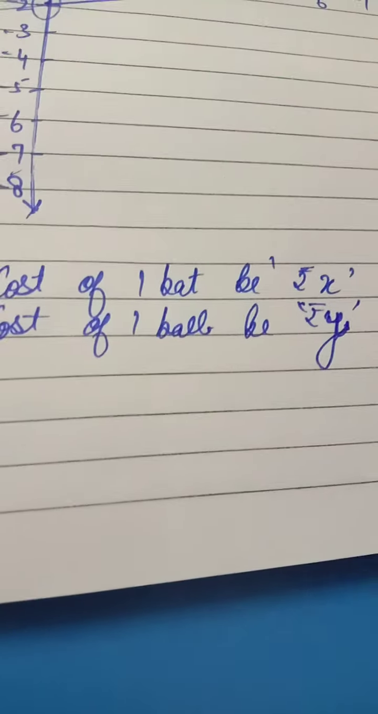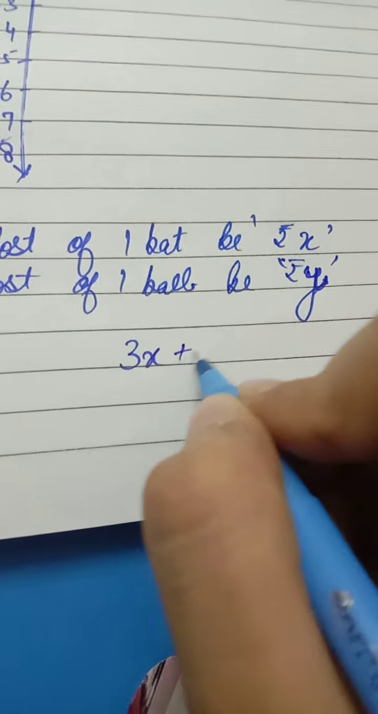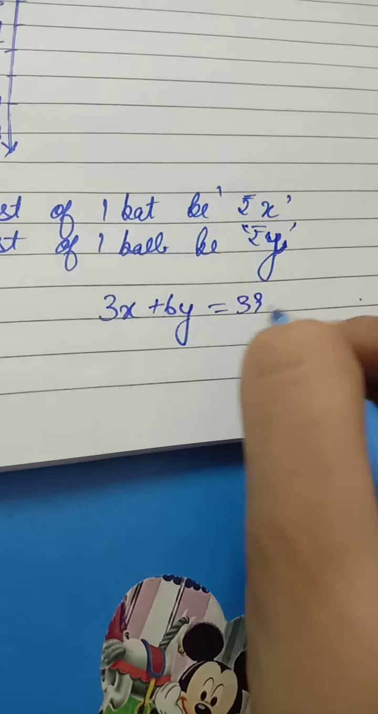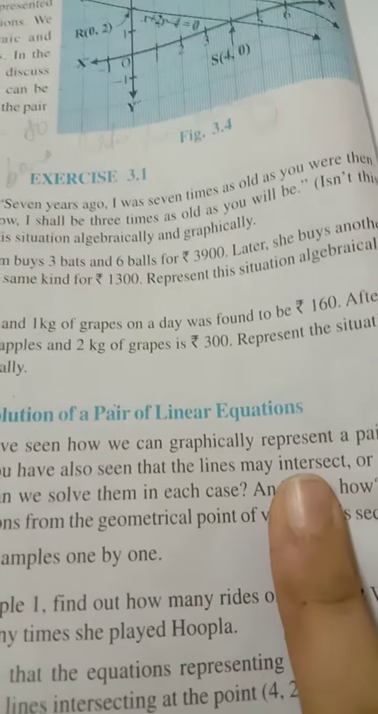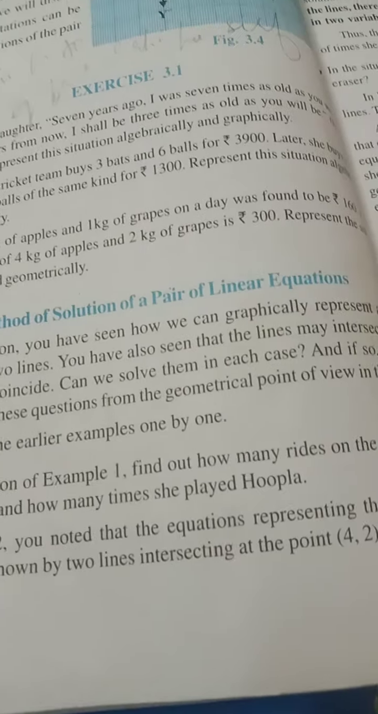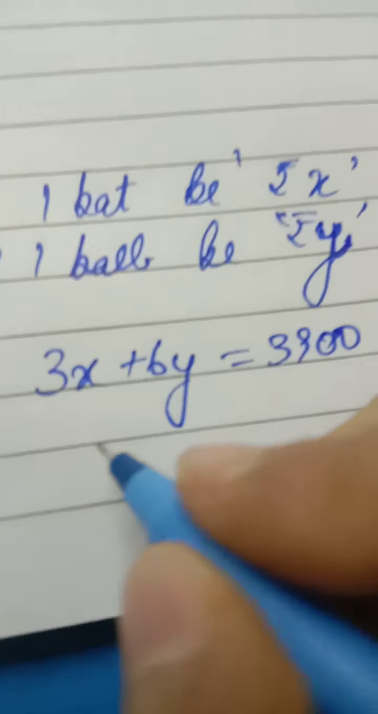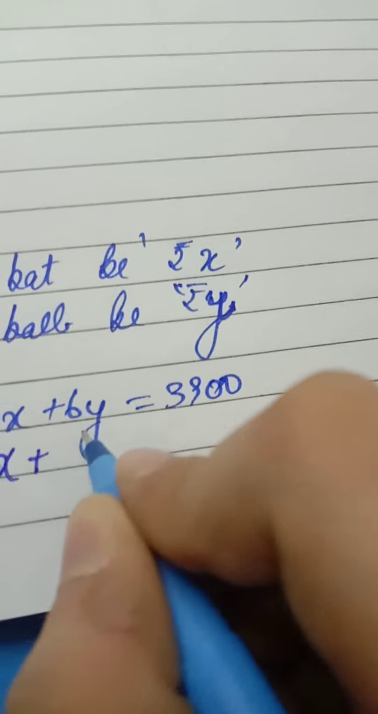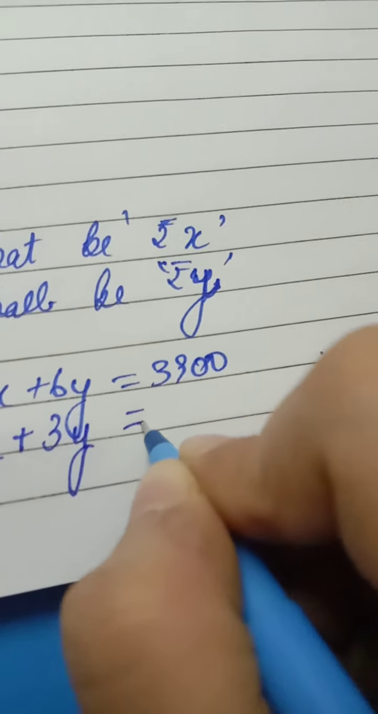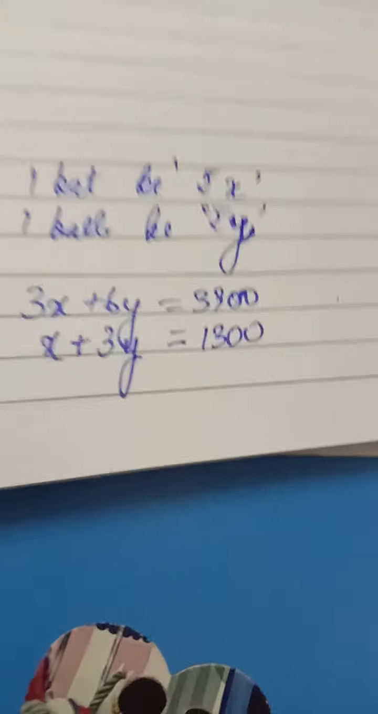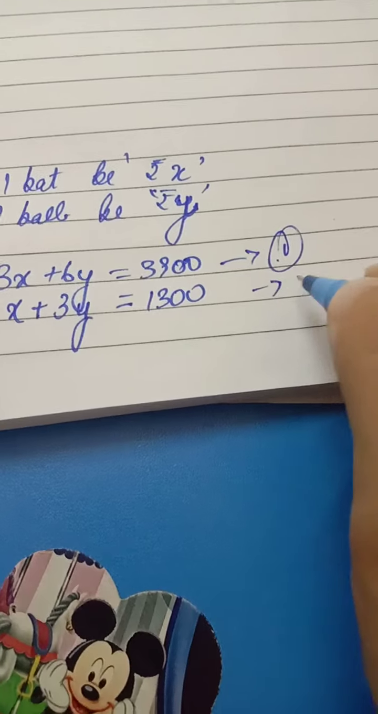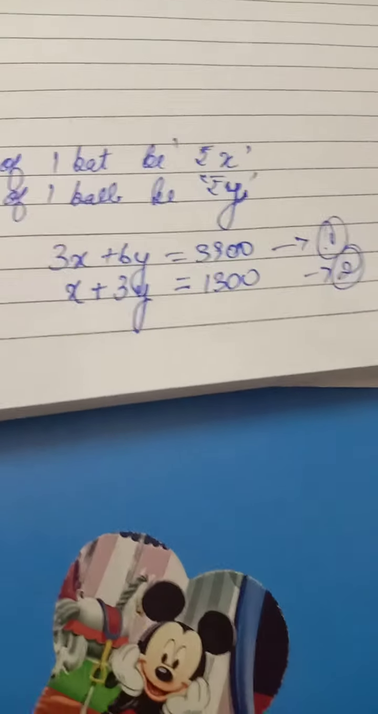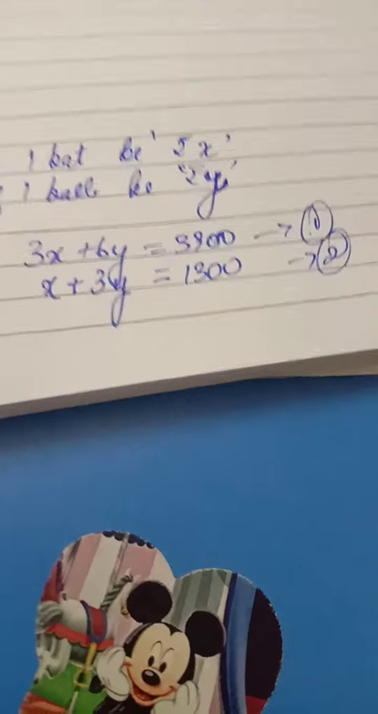Okay, so we'll be having our first equation 3x plus 6y is equal to 3,900, and the second equation follows: she buys another bat and 3 more balls of the same kind. Another bat means 1 bat and 3 more balls for 1,300. So these are the 2 equations we'll be getting, first and the second equation. Then let us solve it.